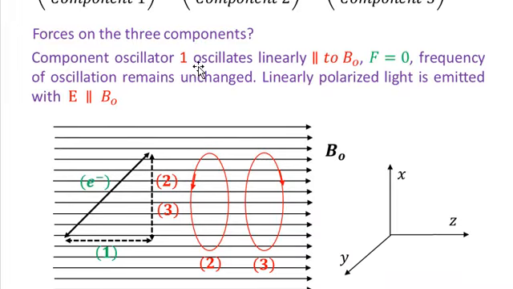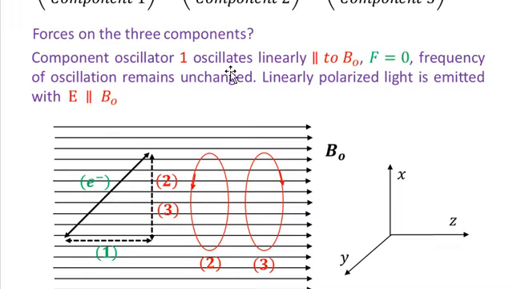Component oscillator 1 oscillates linearly with the electric field parallel to B naught, because the force on that component will be equal to 0. You know that in the Lorentz force field, we have the component called V cross B, where V is the velocity of the electron oscillations. When the electron oscillates along the direction of B naught, V cross B will be equal to 0. That's why the Lorentz force due to the magnetic field will be equal to 0 on that component which has electric field parallel to the direction of B naught.